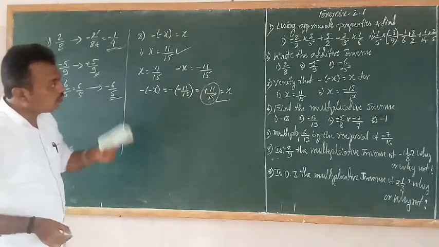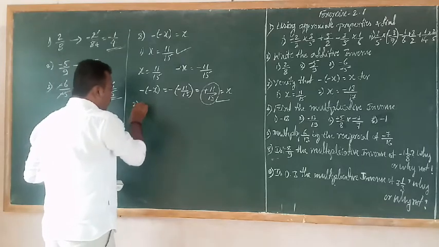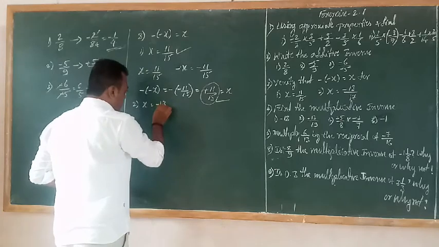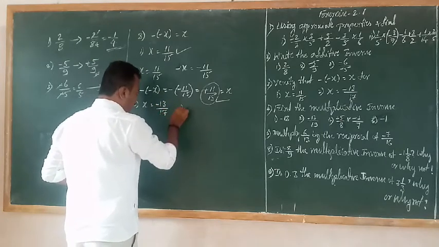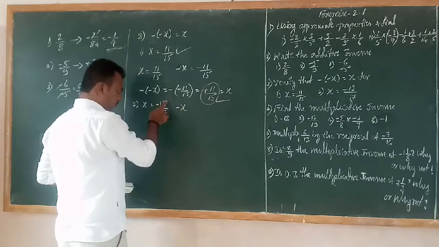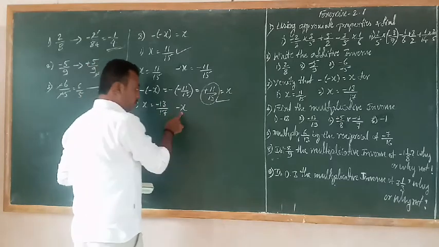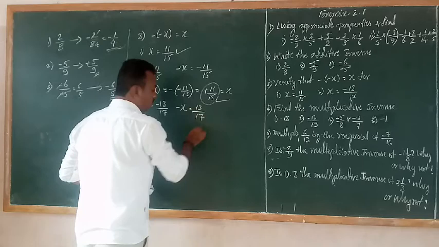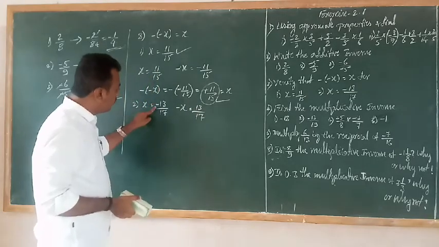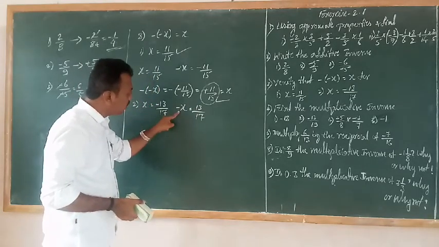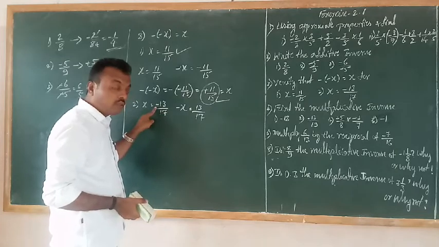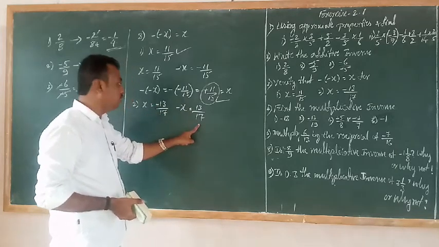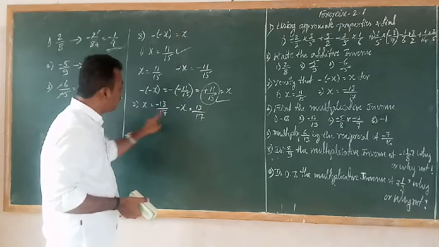So like that, the second question is there. What is the second question? x is equal to minus 13 by 17. Very simple. What is the minus x? X is minus 13 by 17, so minus x is 13 by 17. The additive inverse of minus 13 by 17 is plus 13 by 17. So the additive inverse of x is minus x.